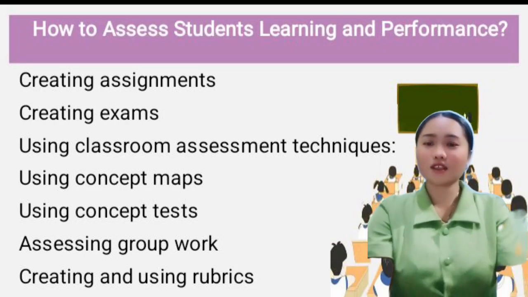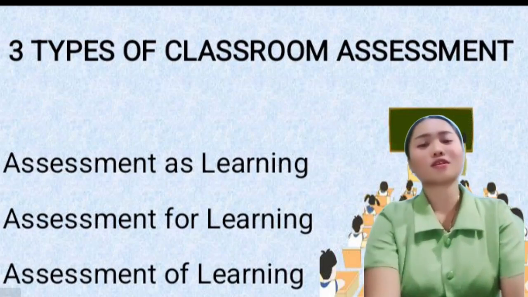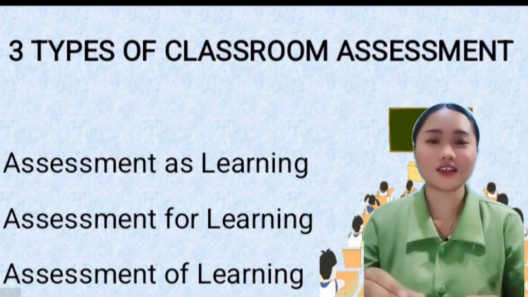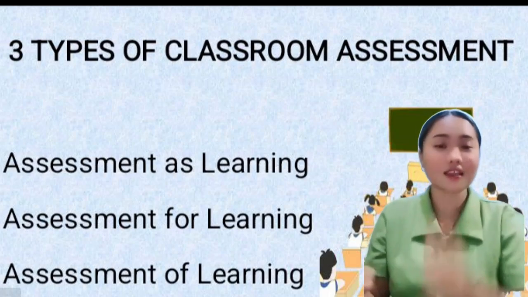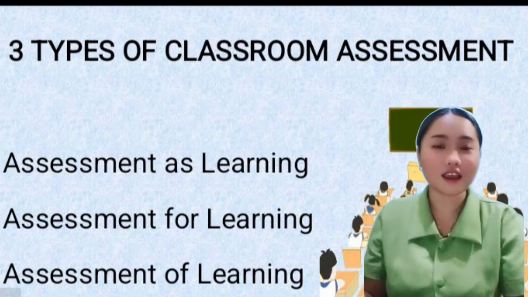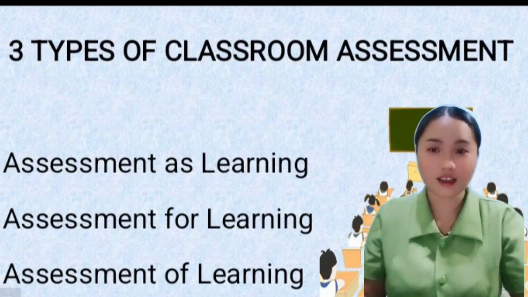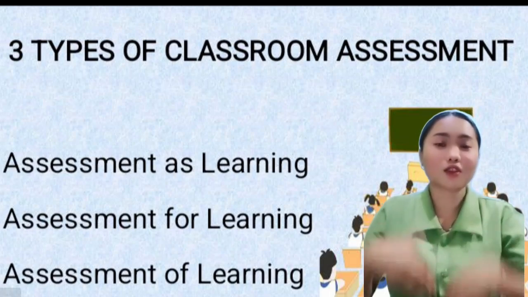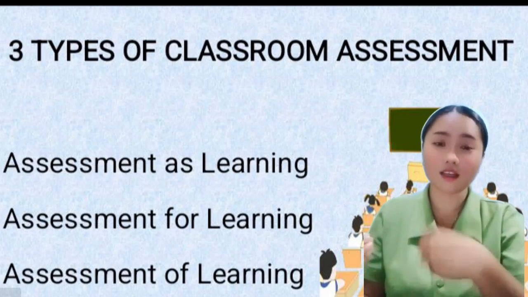Then next, let's proceed to the 3 types of classroom assessment. First, we have assessment as learning. When it talks about assessment as learning, for example, the child is reading, and while reading, takes down notes of words unfamiliar to him. After that, he looks up the definition of those words. So by that, the child learns through himself. He himself discovers that learning.